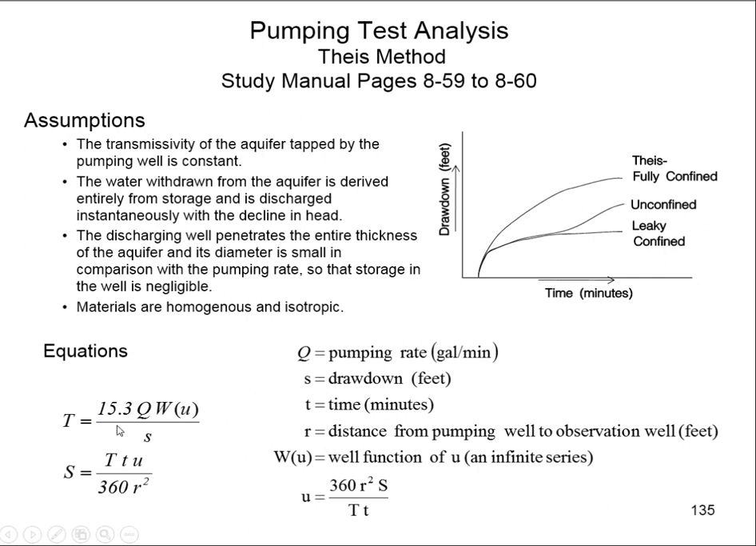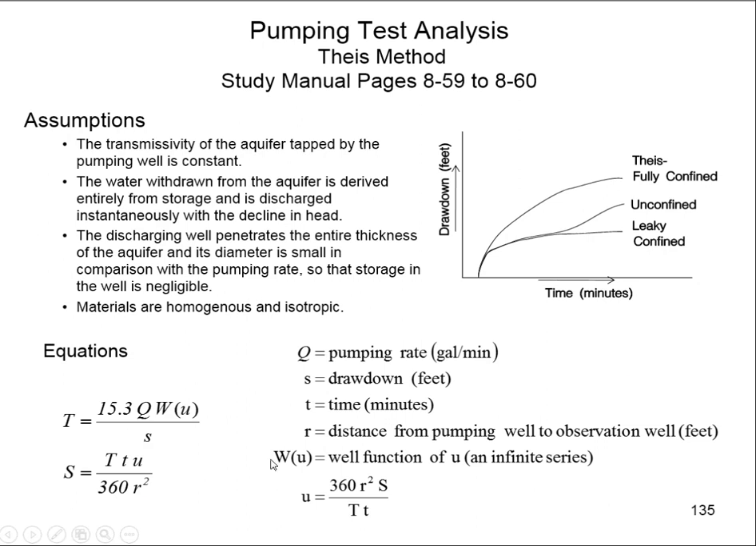So don't focus so much on the numbers, but look, you need the pumping rate Q, the well function of U, and the drawdown for the transmissivity. And for the storage, the value of transmissivity that you just calculated, the time, the U value, and the radius, or the distance of your observation well from the pumping well.